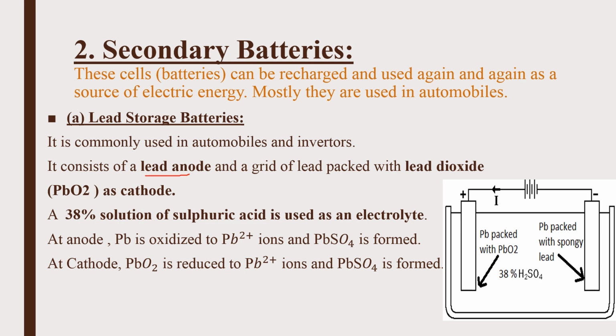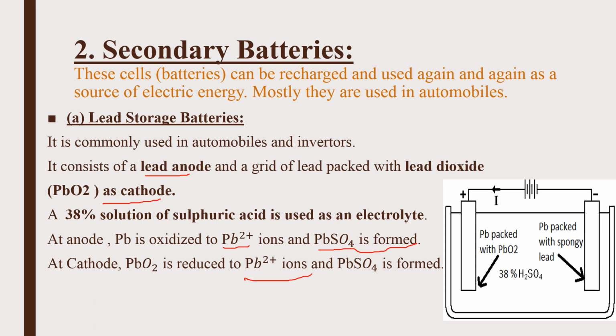Here lead, Pb, acts as anode and lead dioxide, PbO2, acts as cathode. And a 38% solution of sulfuric acid is used as an electrolyte. So at anode, lead is oxidized to Pb2 positive ion and PbSO4 is formed. Similarly, at cathode, PbO2 is reduced to Pb2 positive ion and PbSO4 is formed.